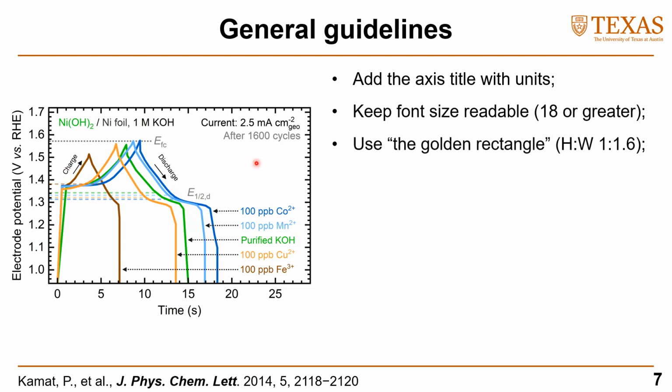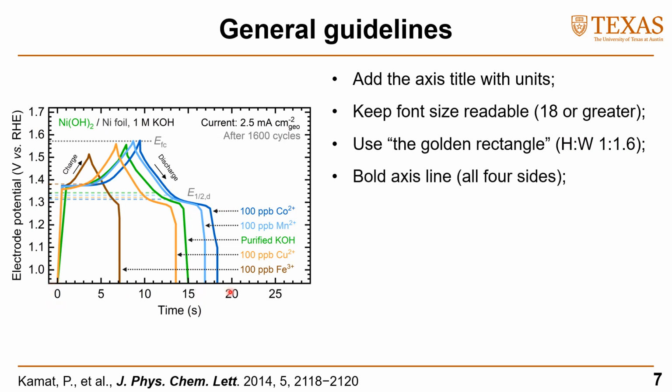Follow the golden rectangle rule. So instead of having squares and wide rectangles, most of the time we can use this ratio between the height and the width of these rectangles. So it's a 1.6 ratio, which is this one that I'm showing you right here. So try to use this ratio consistently across your publication or your seminar, okay?